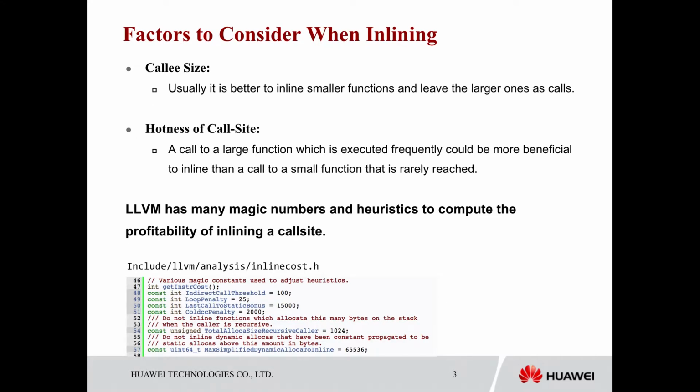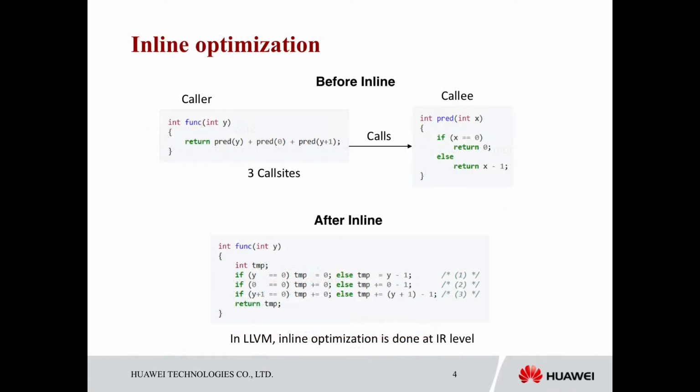So there are several factors to consider when you inline, one of which is the call size, and the other is how hot a call site you are trying to inline. If you look at LLVM, it has many magic numbers and thresholds involved. Normally you can find those inside inline cost, as I brought here in a screenshot. There are several factors to consider when LLVM tries to inline a function, and I'll quickly go over those. But as you see, there are a lot of variables and magic numbers involved when you do inlining.